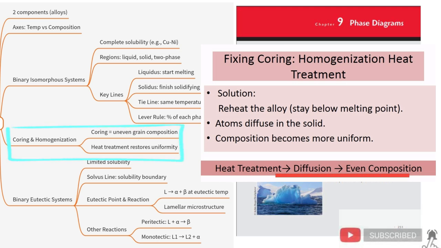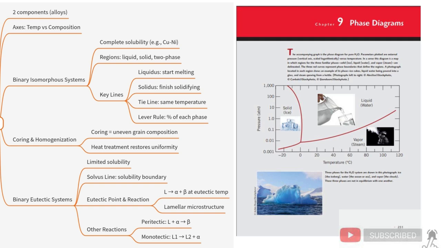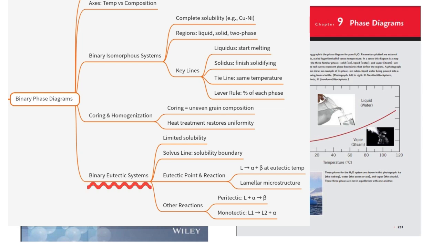That's a handy trick. Okay, let's switch gears and talk about a different type of binary system. Binary eutectic systems. How are these different from the isomorphous ones? The big difference is that in eutectic systems, the two components have limited solubility in each other when they're solid. So instead of forming a single solid solution across all compositions, they tend to form two or more separate solid phases. So instead of mixing perfectly, they separate out.